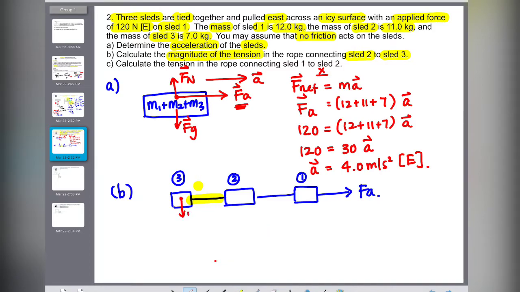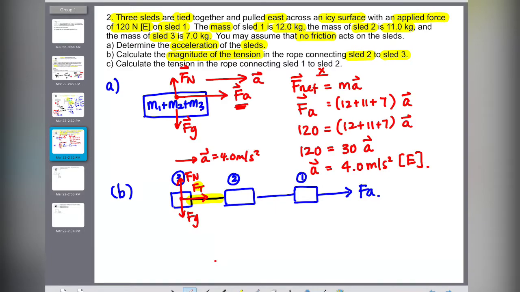I have Fg. I have Fn because it's sitting on a surface, and I have a force of tension. This is the rope, Ft. This is called the Ft. This is between 2 and 3. Okay? So I could use that. Right now, I found the acceleration. I know the acceleration is going towards the east at 4.